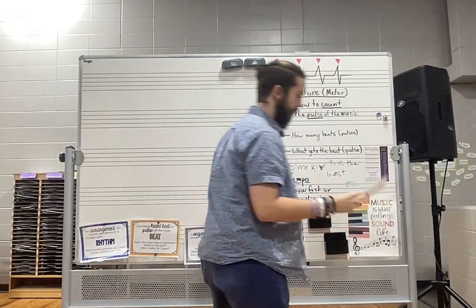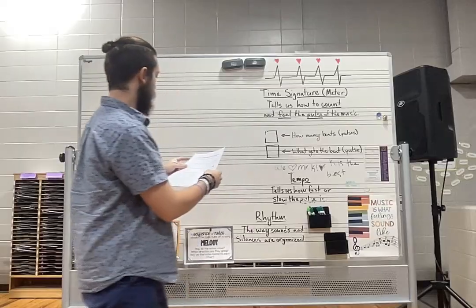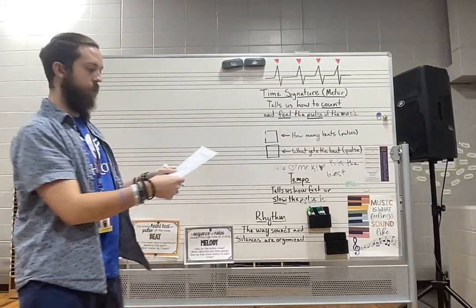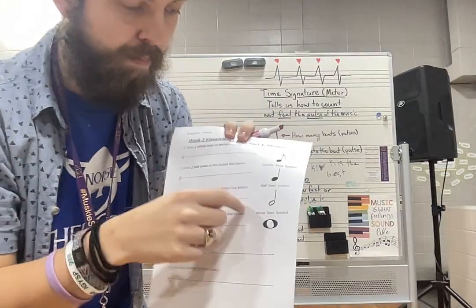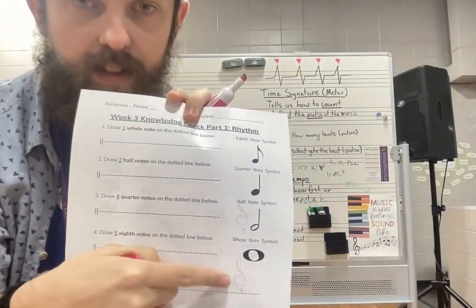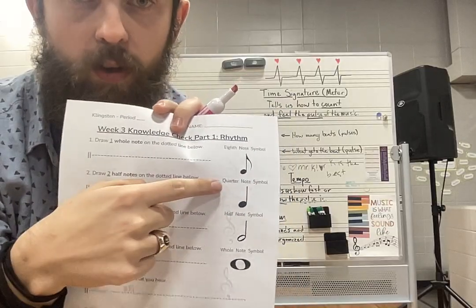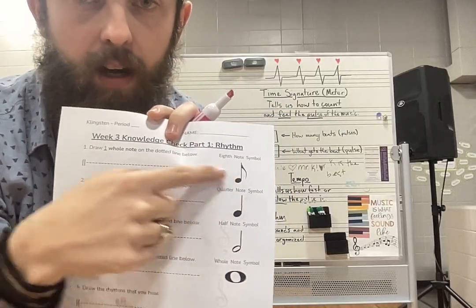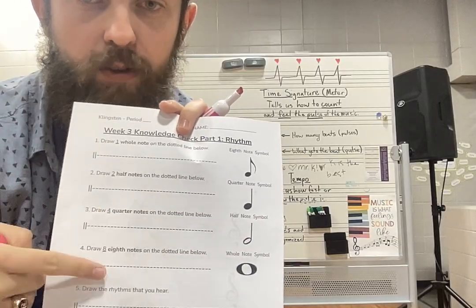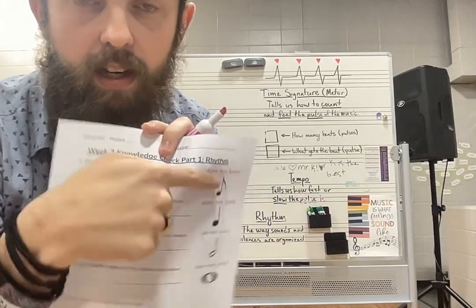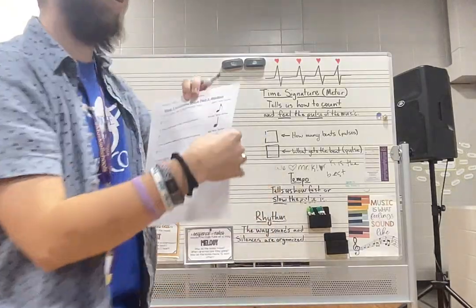To get us started at the first page, we have number 1, draw one whole note at the dotted line below. Now, I recognize that the design I did is: whole note describes it here, half note is this, quarter note is this, eighth note is this, and I realized that some people drew eighth notes, quarter notes, half notes, whole notes, lining up with this, but that was not what was instructed. So please make sure you read the instructions next time.